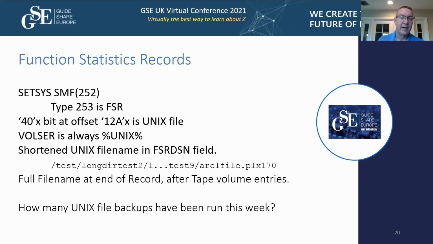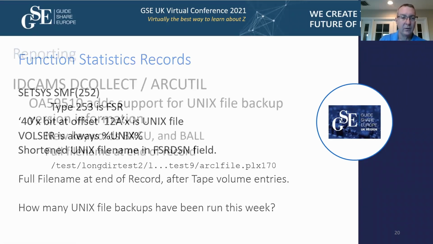here. And then in the FSR DSN field, so that's the 44 character dataset name field, we use this shortened Unix file name, which has the first part of the directory with ... and then the last part of that absolute path. But if you want the full file name, it's at the end of the FSR after any tape volume entries. So, quick thing there.